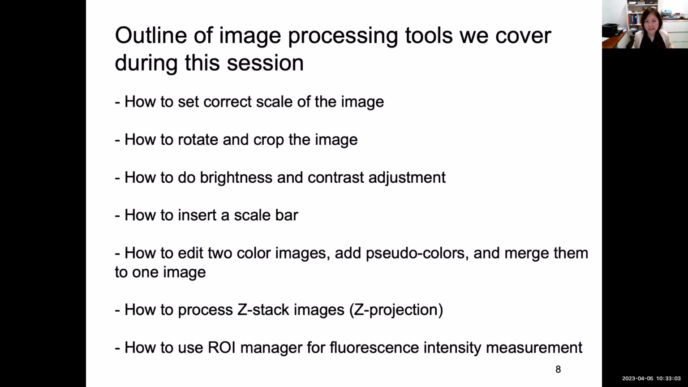So, an outline of the image processing tools we covered during this morning session. We're going to cover how to set the correct scale of the image, how to rotate and crop the image, how to do brightness and contrast adjustment, how to insert a scale bar, and how to edit 2 color images, add pseudo colors, and merge them to one image, and how to process Z-stack images. We call it Z projections. And lastly, we're going to cover how to use ROI, meaning region of interest, the ROI manager, for fluorescence intensity measurement.